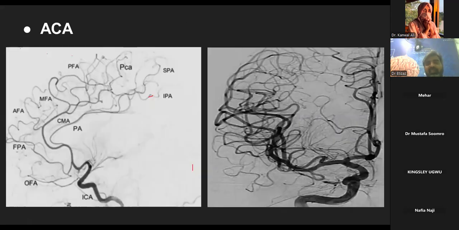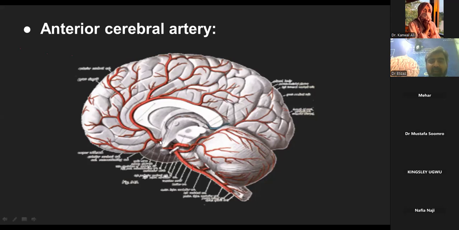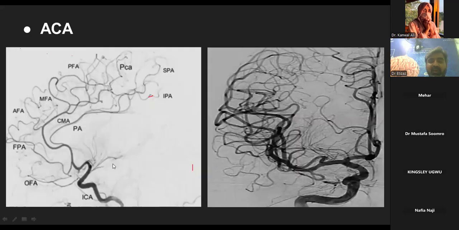So look at the angiogram now of the anterior cerebral artery. It is very easily and in a good way correlated. Look at the previous slide, how beautifully it is going and giving branches and going curved around the corpus callosum, giving different branches. When you see the angiogram, it is quite easy. Easily we can appreciate it.